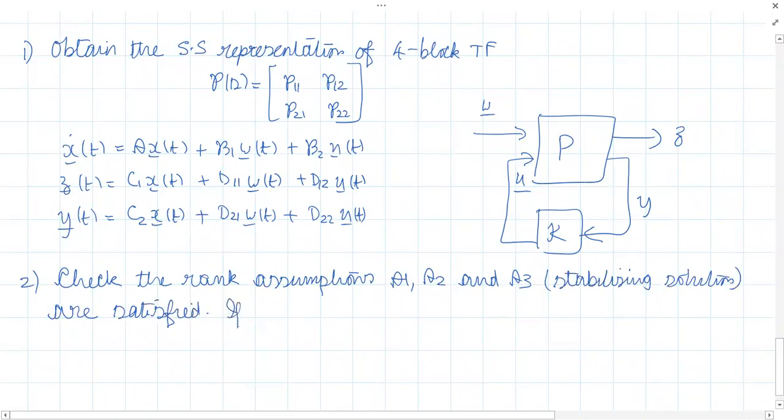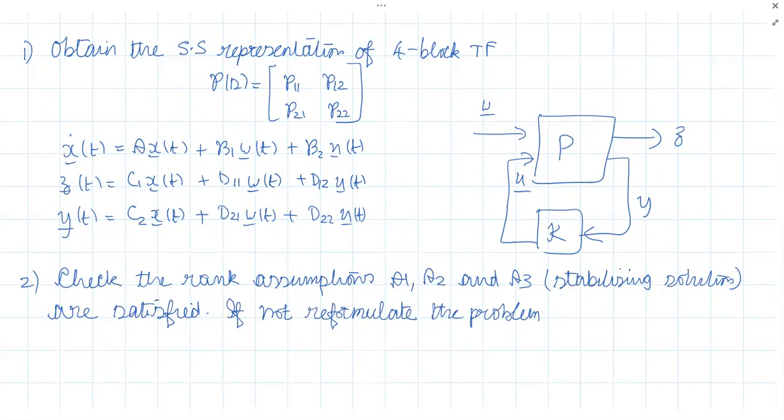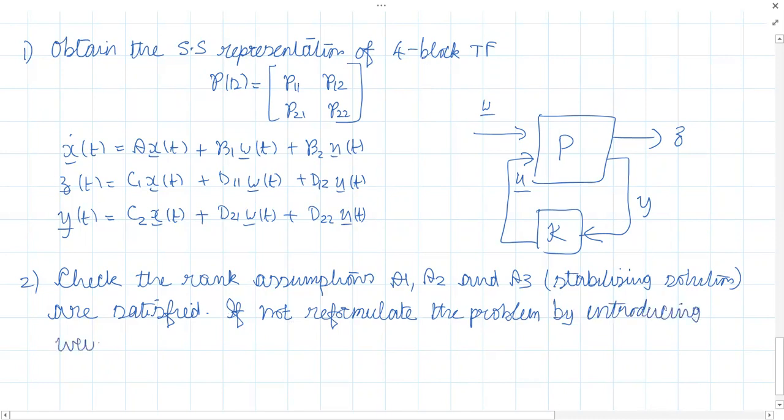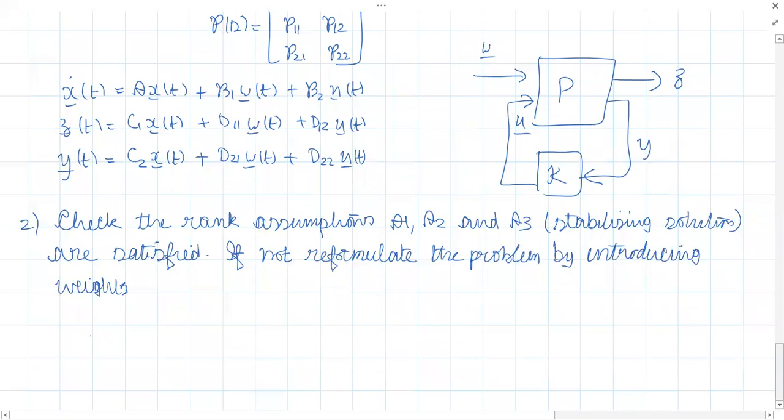If these assumptions are not satisfied, then reformulate the problem. How? By introducing weights. In some of the papers, you might have seen some weighting matrices. You have to introduce the weighting matrices if you cannot meet these assumptions. Somehow you have to bring it in such a way that the first 3 assumptions are satisfied. Otherwise, you have to bring in some weighting matrices.